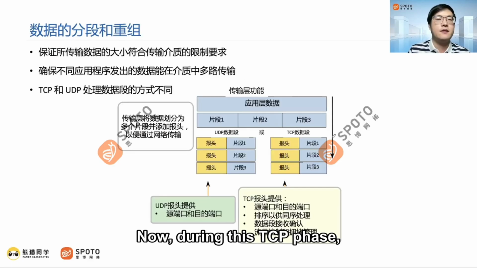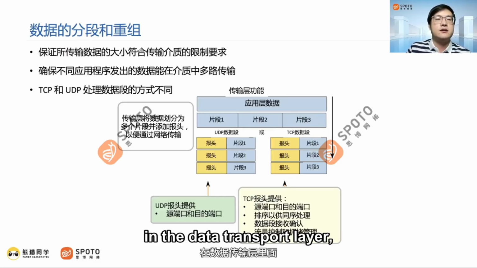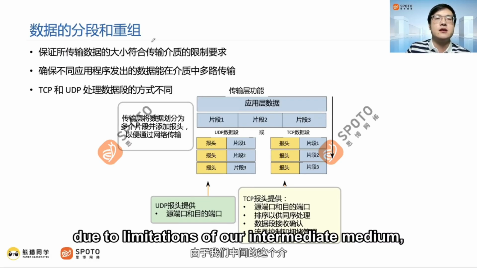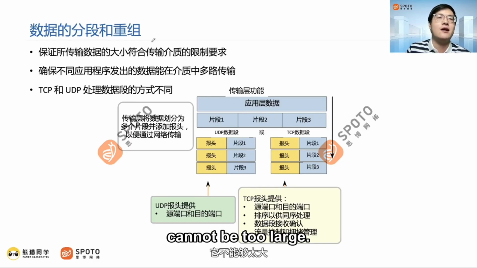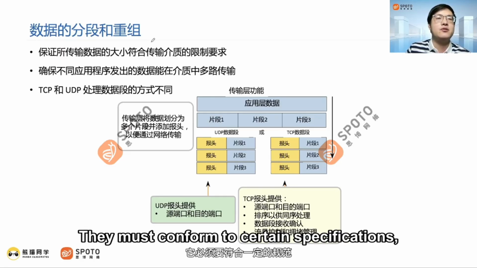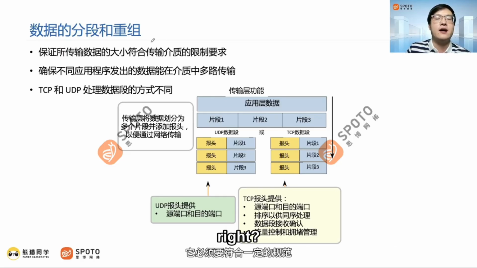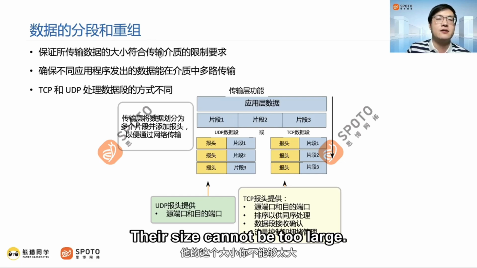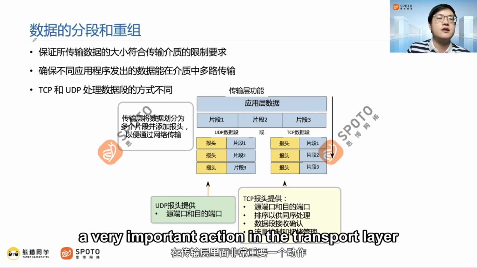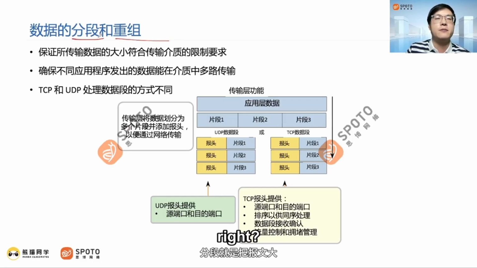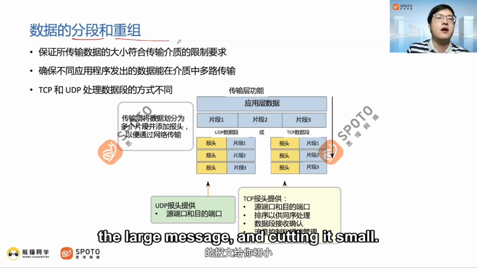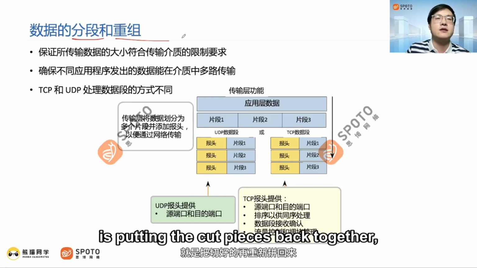Now, during this TCP phase, in the data transport layer, due to limitations of our intermediate medium, the data packets cannot be too large. They must conform to certain specifications. Therefore, a very important action in the transport layer is segmentation and reassembly. Segmentation means cutting the large message, and reassembly is putting the cut pieces back together.